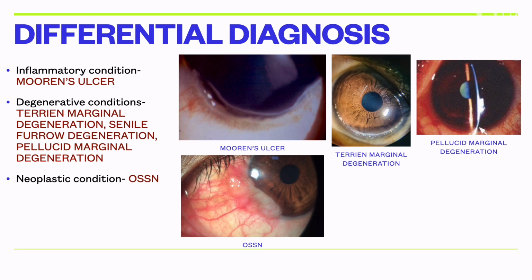Now, senile furrow degeneration, a benign thinning seen in the elderly, typically located in the lucid interval between the limbus and the arcus senilis. Pellucid marginal degeneration, while it involves thinning, is usually inferior and leads to a higher amount of irregular astigmatism rather than active ulceration. Now, neoplastic conditions like ocular surface squamous neoplasia, it is crucial to rule out malignancy, as OSSN can sometimes present at the limbus and may mimic a chronic inflammatory process.